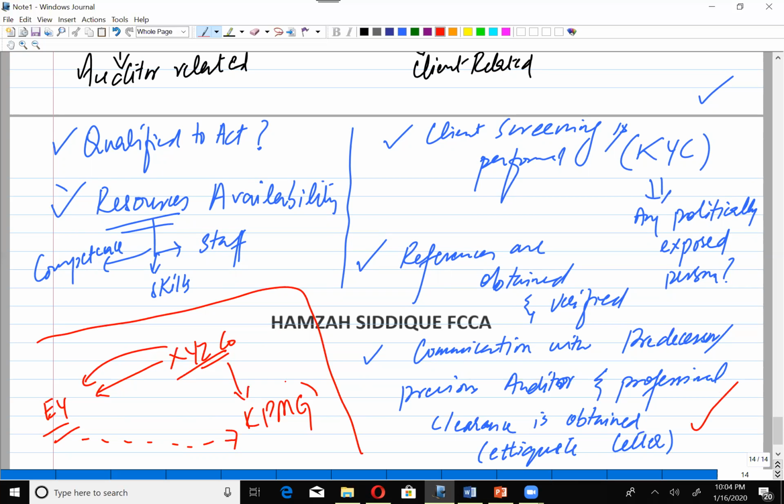If no response is obtained from them or a negative response is obtained, the auditor will consider everything and make a decision whether they should accept the audit of XYZ or not. So this is called professional clearance or etiquette letter.